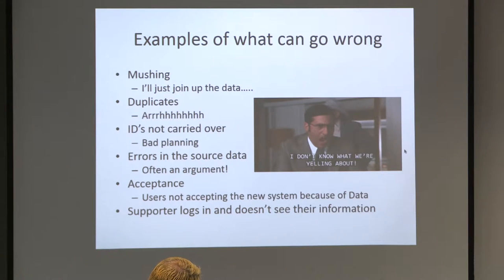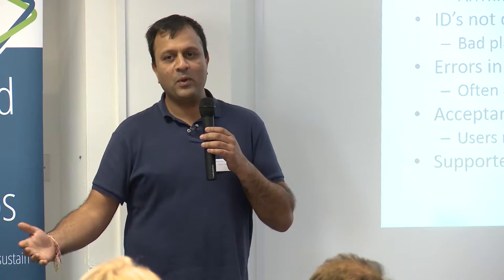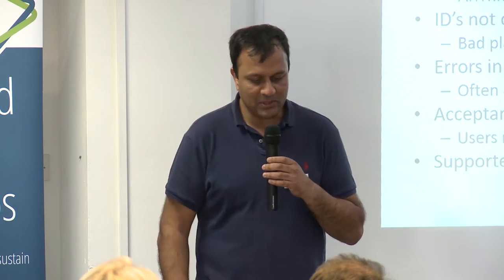So, examples of what can go wrong with data. For the implementers in the room, you've probably been in this position a few times where everyone's shouting and nobody really knows why. The implementer is saying, that data is the data you gave me. The client is saying, but that data isn't the data that I had in my old system. And management are going, what's happening? Where is our data? Who knows what's going on?